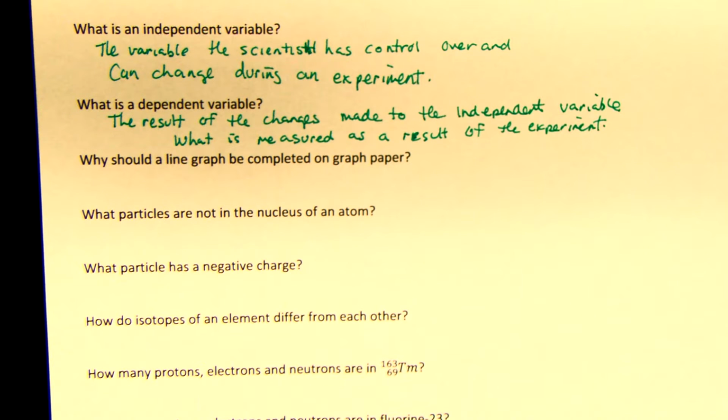So in this case, the dependent variable would be color. It was clear, clear, clear, then blue. That would be our dependent variable. The independent variable was the amount that we were adding, because we were adding the same amount each time, because we had control over what amount we added to it.